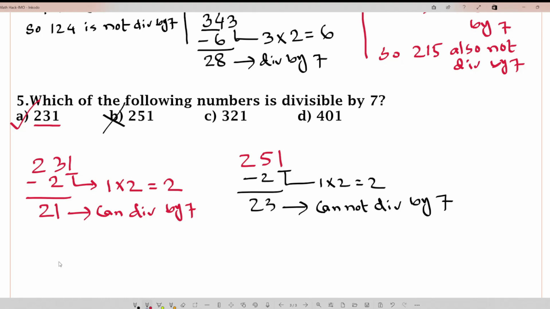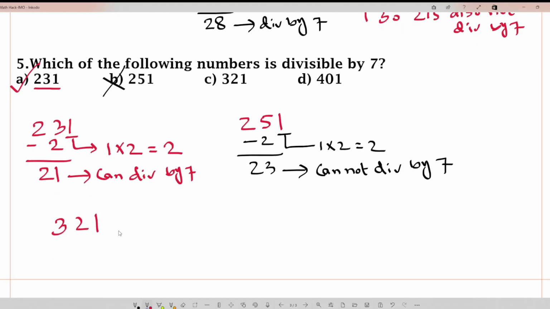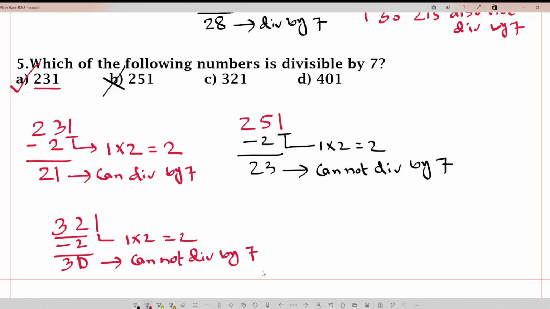Now option C, let's check. 3 2 1. So here is 1, we can double. 1 times 2, it will be 2. Then we subtract from 32, 32 minus 2, it will be 30. 30 cannot be divided by 7. So this 321 also is not divisible by 7.